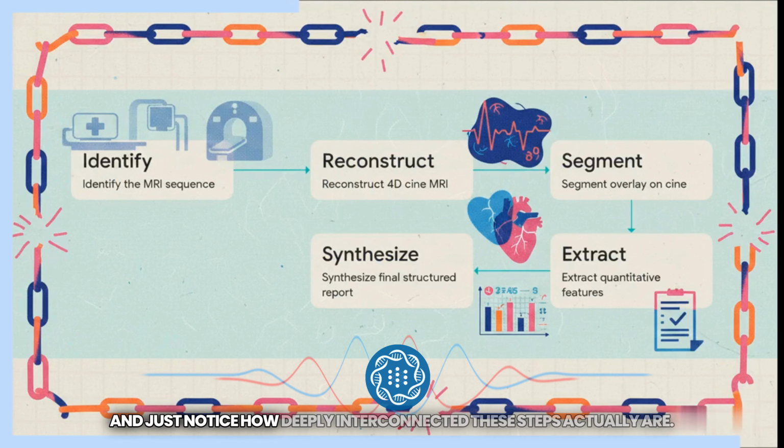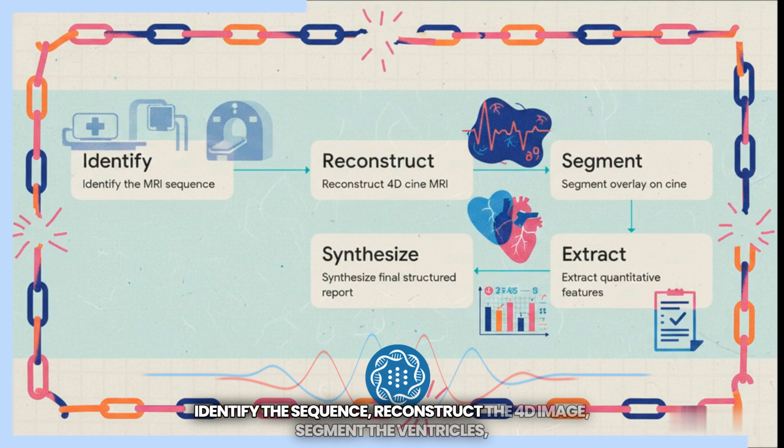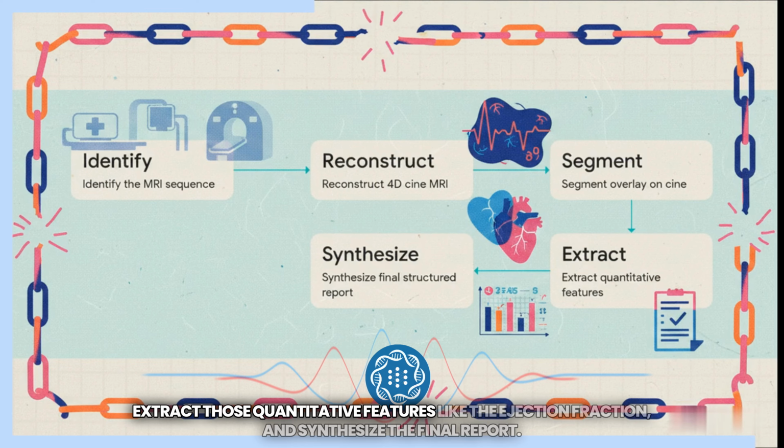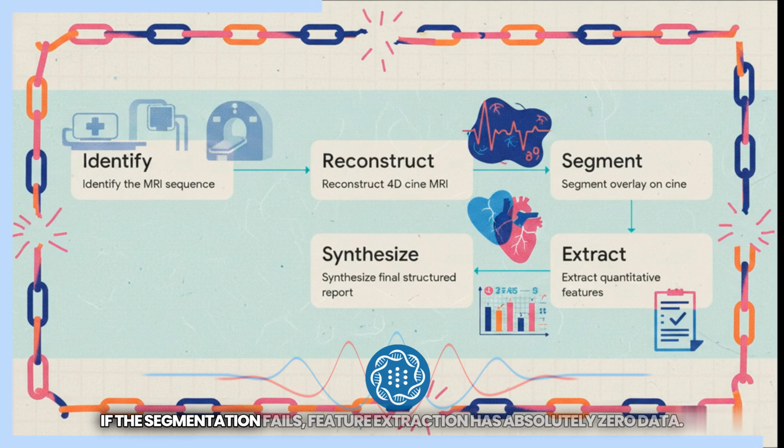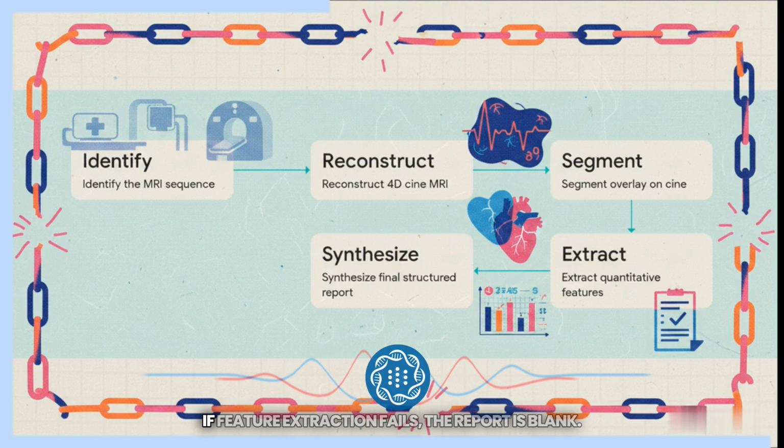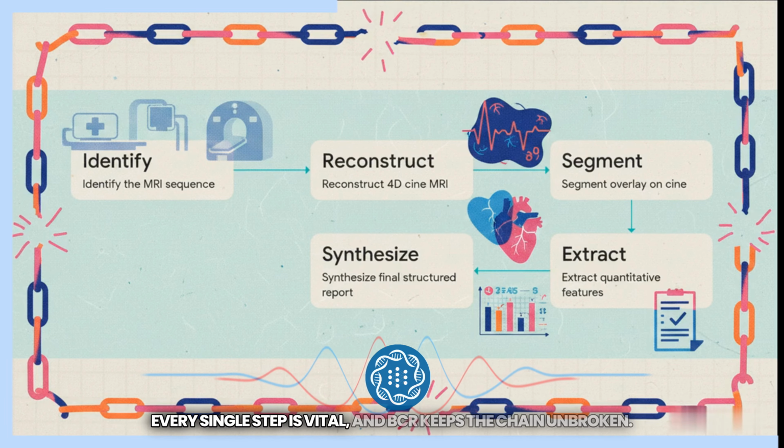And just notice how deeply interconnected these steps actually are. Identify the sequence, reconstruct the 4D image, segment the ventricles, extract those quantitative features like the ejection fraction, and synthesize the final report. If the segmentation fails, feature extraction has absolutely zero data. If feature extraction fails, the report is blank. Every single step is vital, and BCR keeps the chain unbroken.